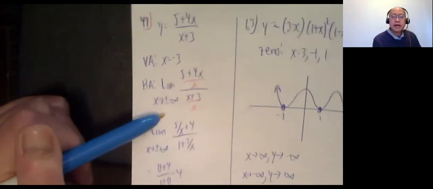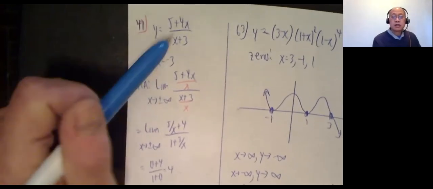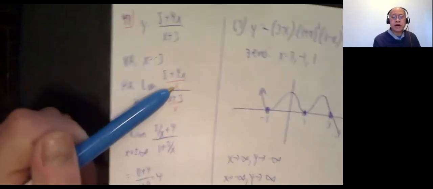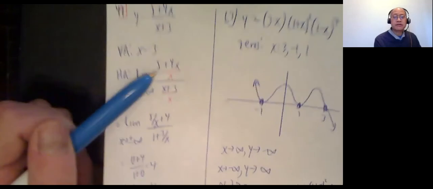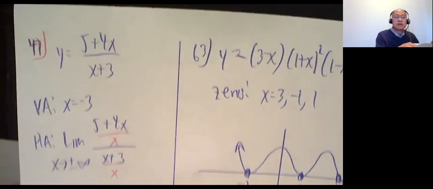Horizontal asymptote: let x go to either infinity or negative infinity. So this is first degree, this is first degree. Play the trick of dividing top and bottom by x. So 5 plus 4x divided by x, x plus 3 over x. Let me raise it up so you can see that a little bit better.